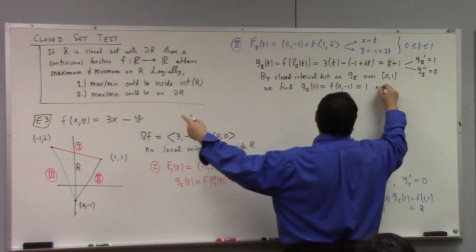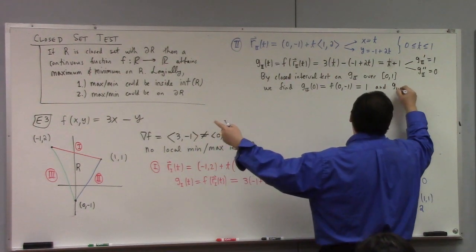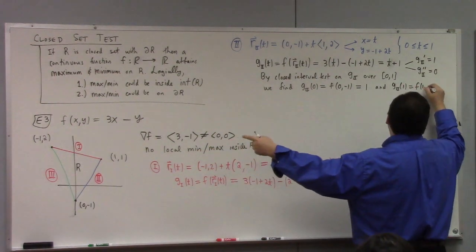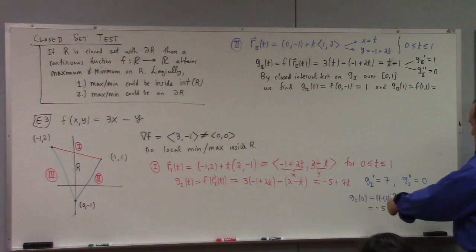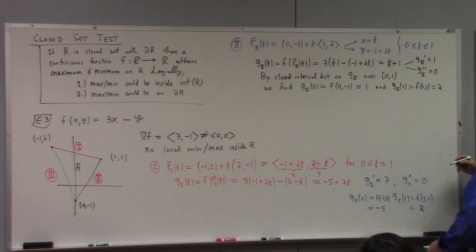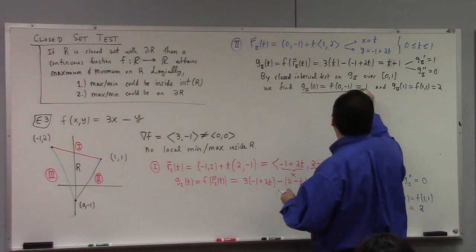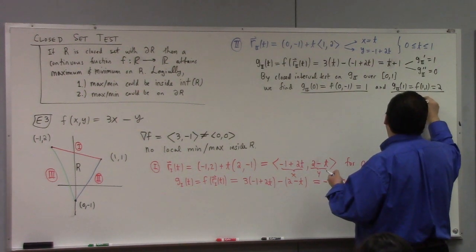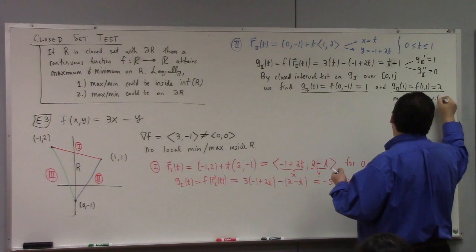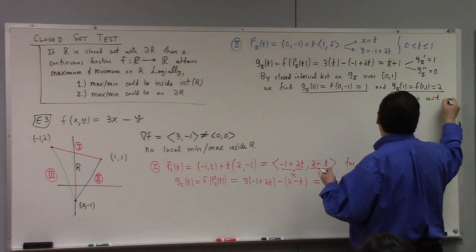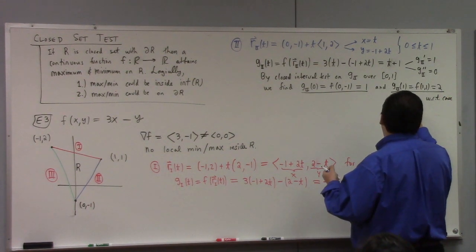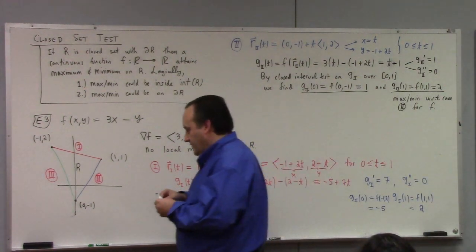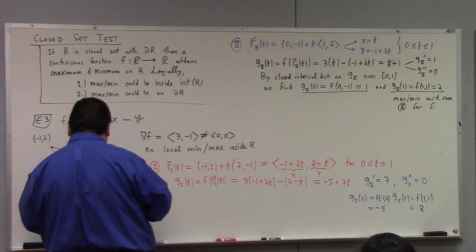1. And G2 of 1, which is equal to f of 1, 1. We already calculated that in the previous case. It's equal to 2. These are the max-min with respect to the red segment, case 2 for f. All right, there is yet another case, right? One more case to go and we're done.